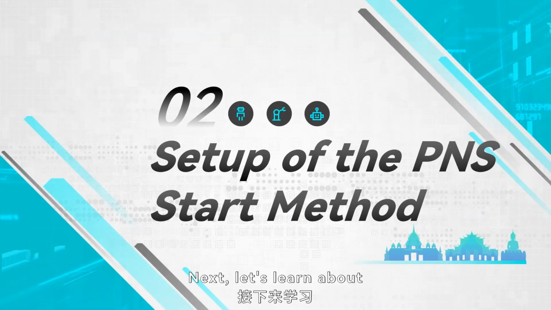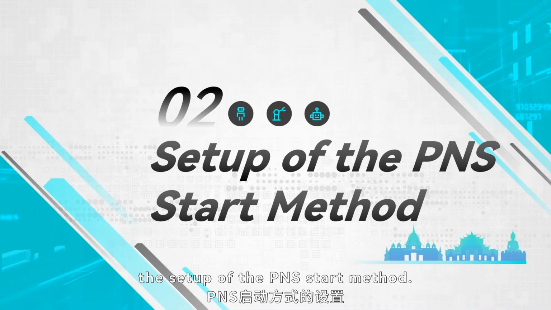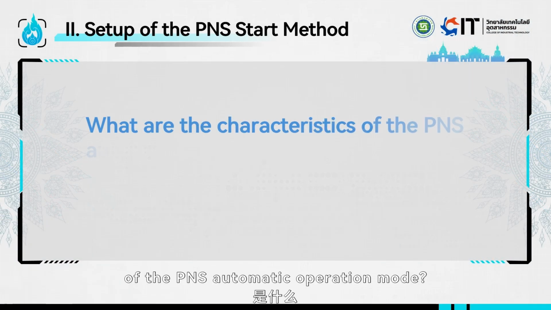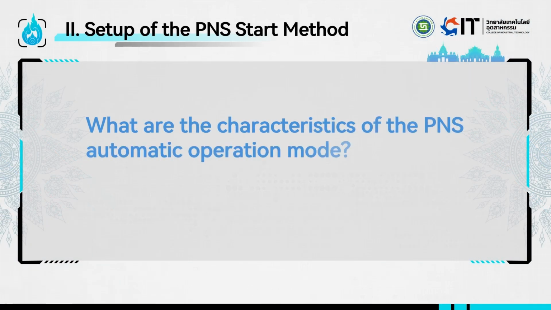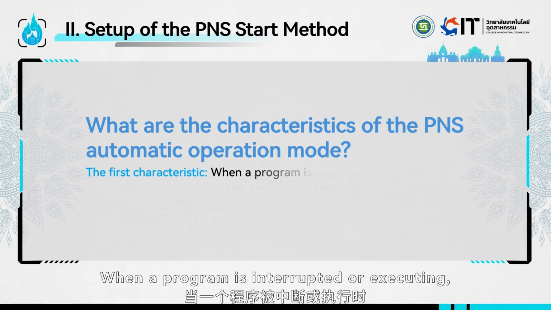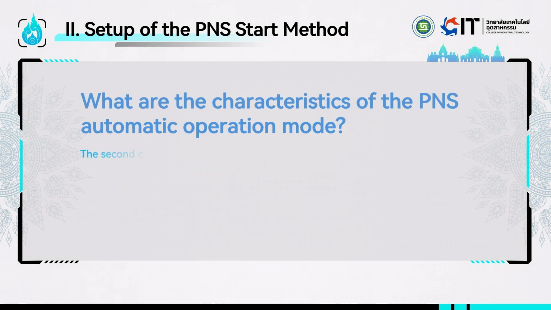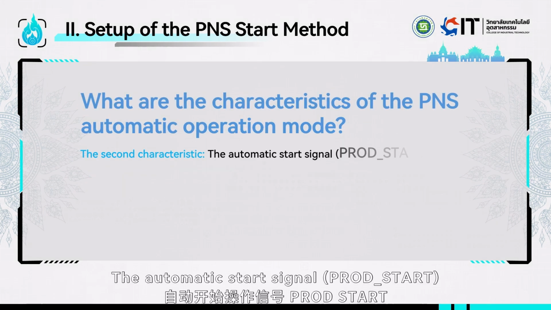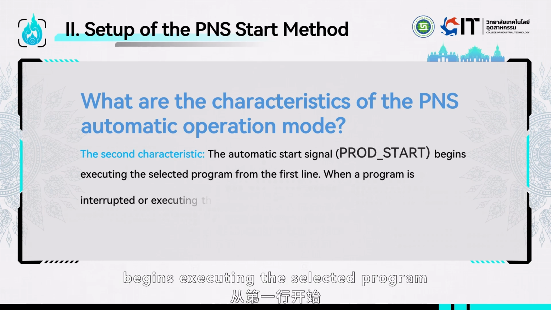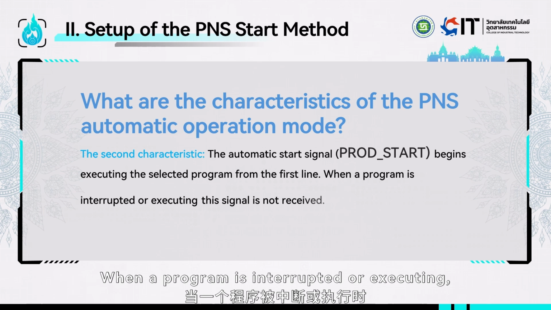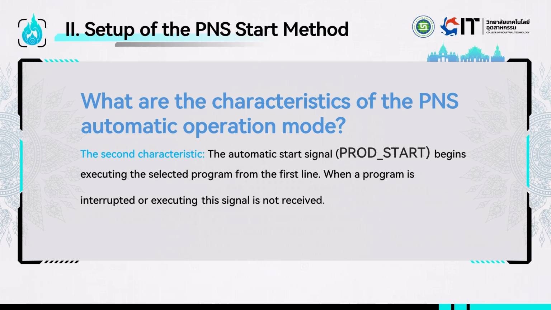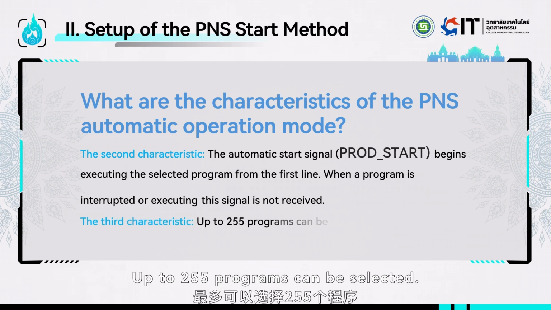Next, let's learn about the setup of the PNS start method. What are the characteristics of the PNS automatic operation mode? The first characteristic, when a program is interrupted or executing, these signals are ignored. The second characteristic, the automatic start signal, PROD_START, begins executing the selected program from the first line. When a program is interrupted or executing, this signal is not received. The third characteristic, up to 255 programs can be selected.